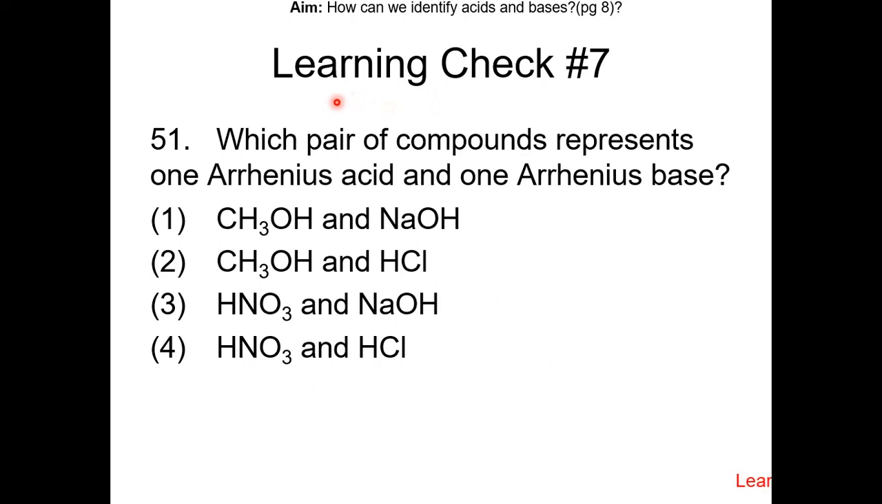Learning check number 7. Which pair of compounds represent one Arrhenius acid and one Arrhenius base? Pause the video and resume once completed. The answer is choice 3. That's the best answer. CH3OH is an alcohol and is considered neutral.